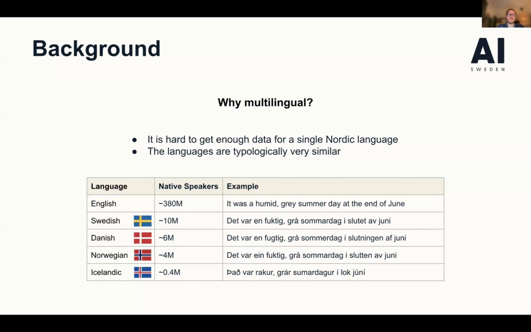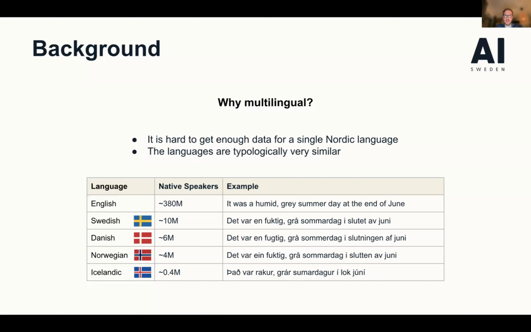The first one is that for languages like Swedish, rather small languages, it's very hard to get enough data to train a proper large language model. You see here in this table the number of native speakers for the Nordic countries and languages, and they're rather small. And the second reason is that the Nordic languages are typologically very similar.